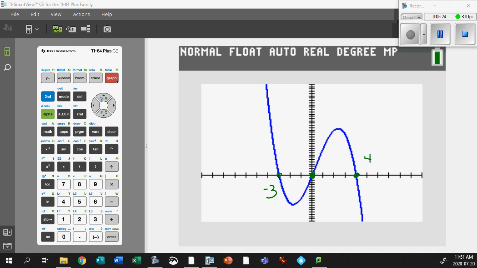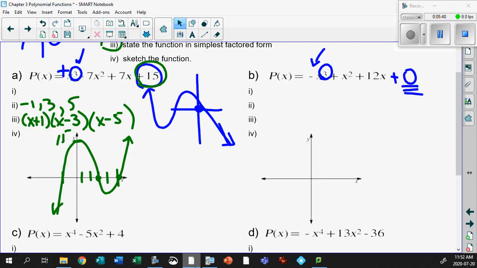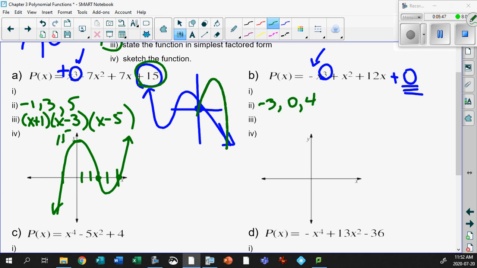Well, that's the advantage of doing this. Always check with your table and see what you got. Oh, look at that. There it is, -3. There's the 0 I predicted, and there's the 4. I was a little bit out. Interesting. So -3, 0, and 4. Let's go back to our notes then. -3, 0, and 4. So this should have actually gone like this and around.